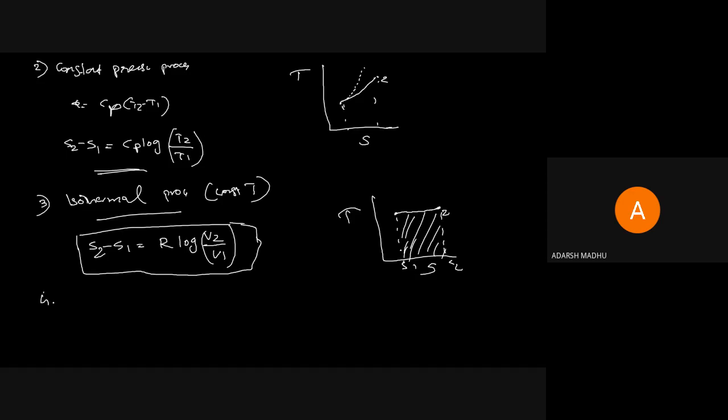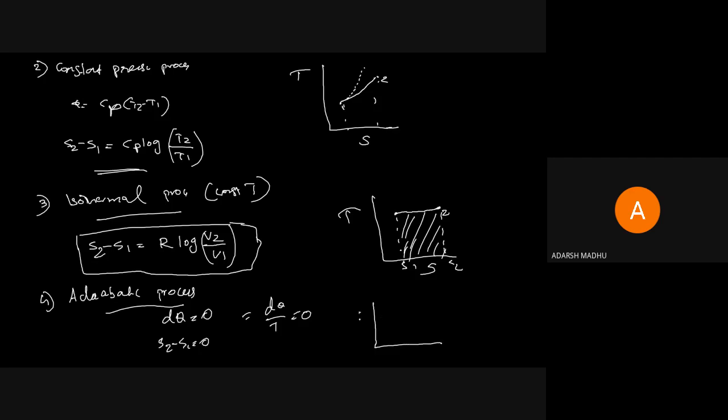The fourth condition is the adiabatic process. For the adiabatic process, we know that there is no heat transfer. So dq equals 0. Adiabatic process is a particular process where no heat transfer takes place. Therefore, dq by T equals 0. That is, S2 minus S1 equals 0. So everything is equal to 0.